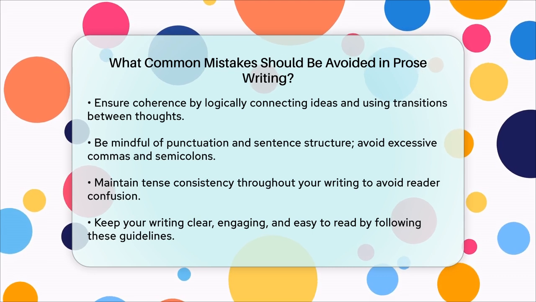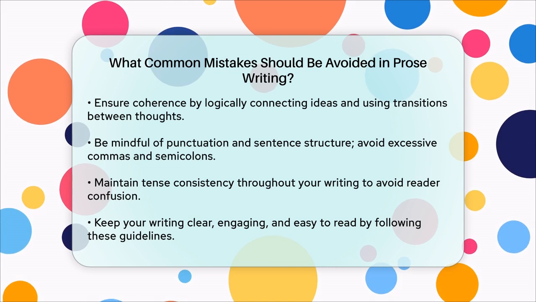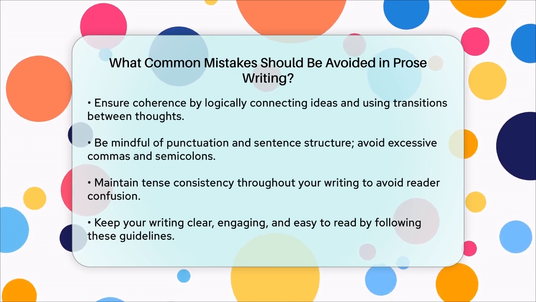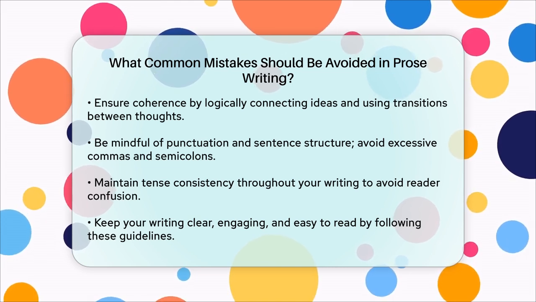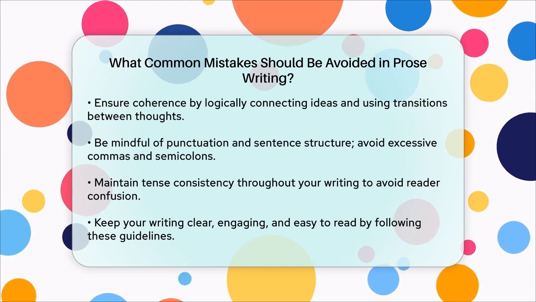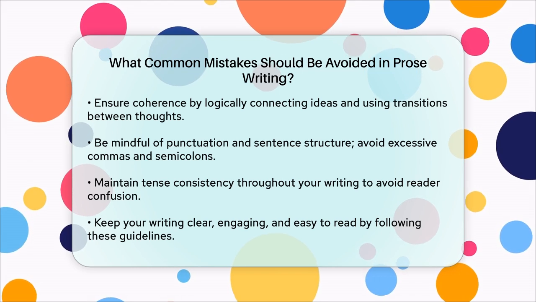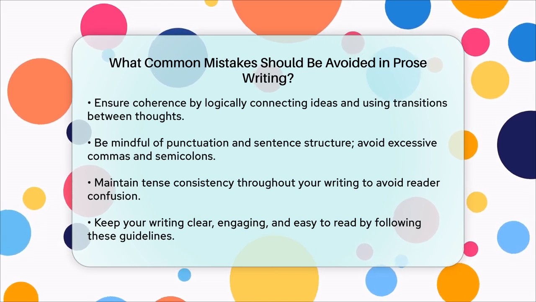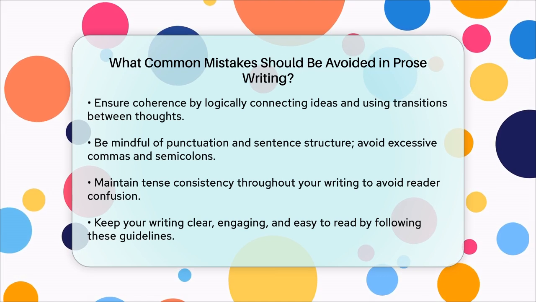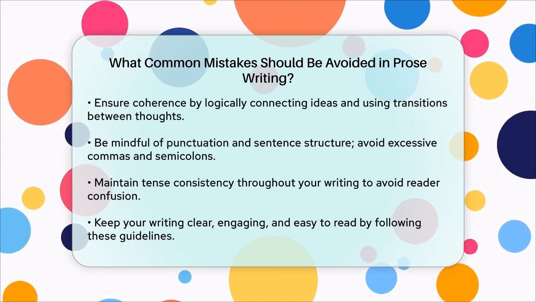Tense consistency is another important aspect. Switching between past and present tense within a scene can confuse readers. Make sure to keep the tense consistent throughout the narrative. For example, if you start a scene in the past tense, stick to it instead of switching to the present tense mid-sentence. By avoiding these common mistakes, you can make your prose clearer, more engaging, and easier to read.